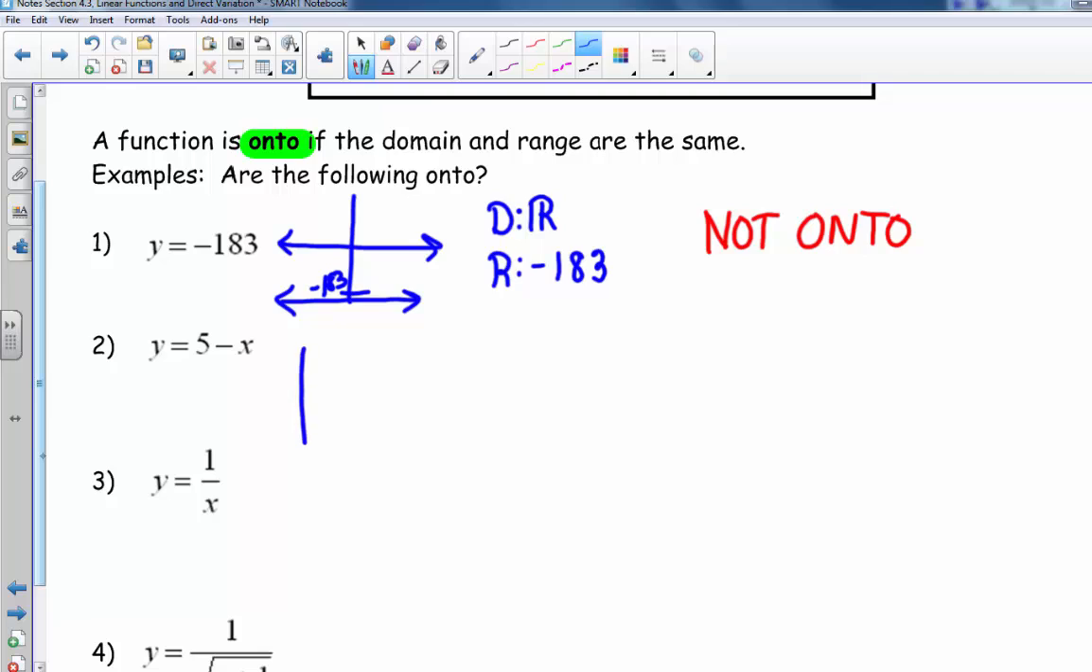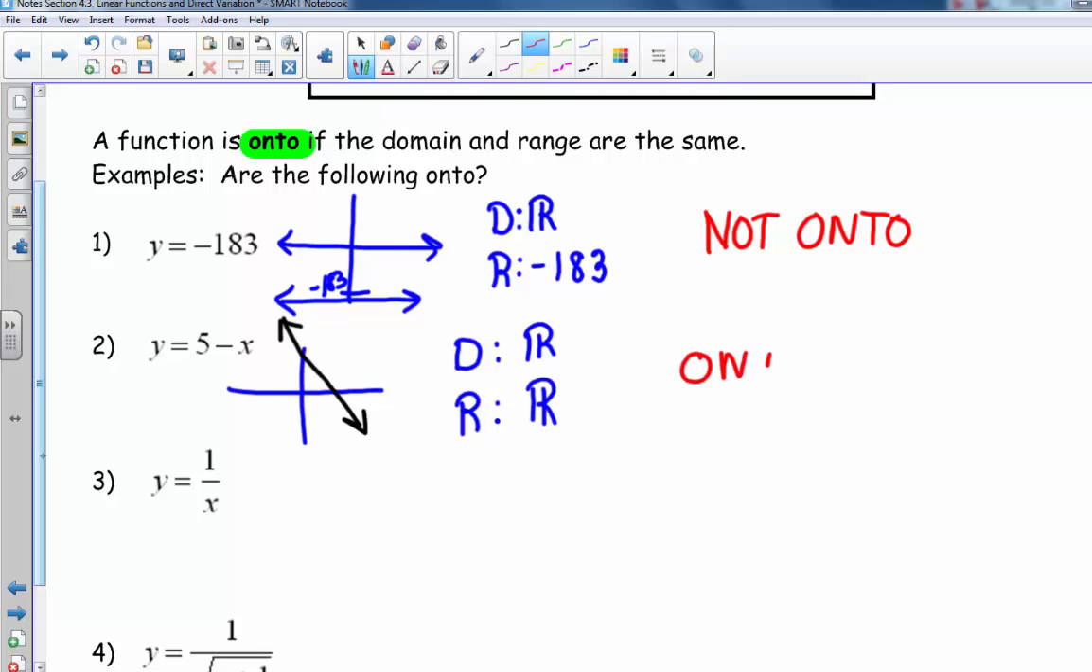Next function. Y equals 5 minus x. Domain. Are there any x values we can't have? We can plug in any value for x and get a corresponding y value. So our domain is all reals. Our range. Are there any y values that we don't get? No, we'll get all y values. So the range is all reals. And so this is onto, because the domain and the range are the same.